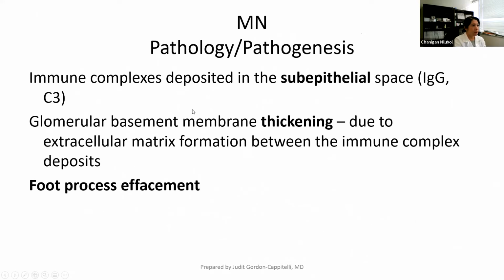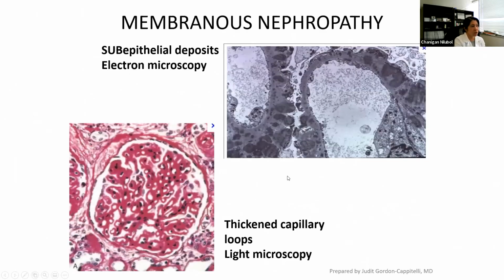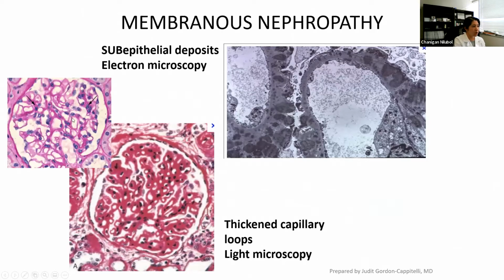So pathology: there's an immune complex deposit in the subepithelial space, and thickening of the basement membrane due to extra matrix formation. We also see some foot process effacement, explaining proteinuria in these patients. So this is the pathology, let me show you. The light microscopy shows thickened capillary loops. And this is a normal glom, so you can see the difference, right?